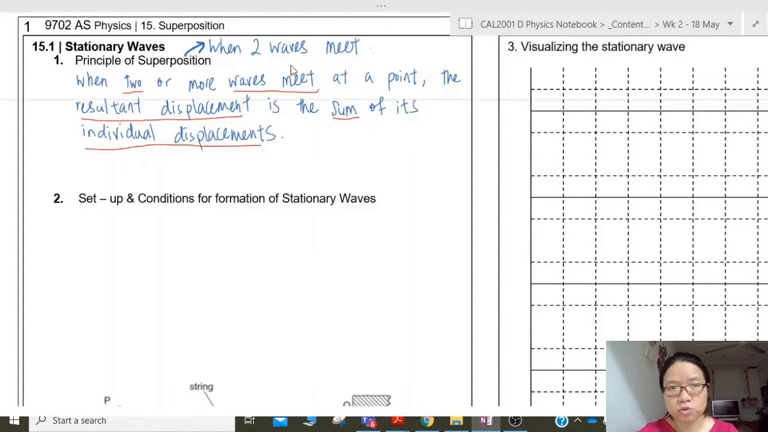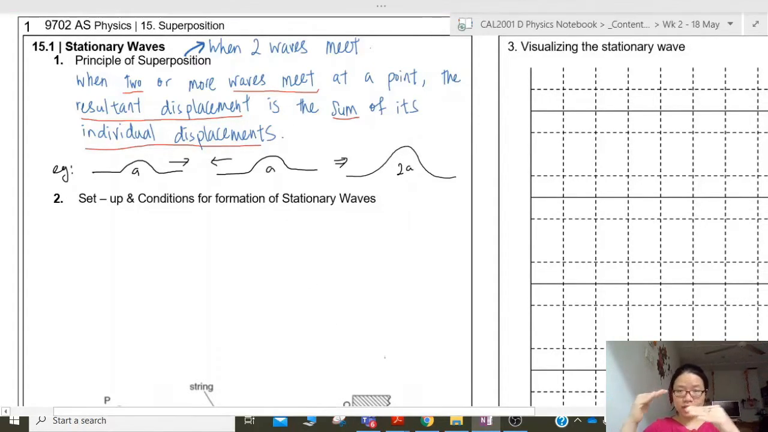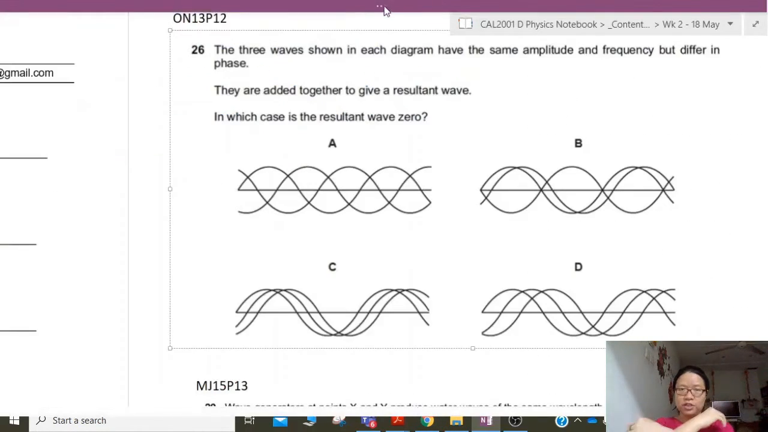Normally this definition is 2 marks. So you should say that they are meeting. So I'm going to draw two waves. Wave 1, let's say amplitude A, going to meet with wave 2, let's say also amplitude A, and where they meet, you will get 2A. And then they will leave each other. They meet, they create 2A, they leave each other.